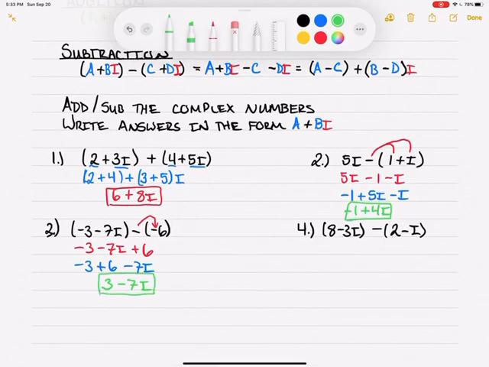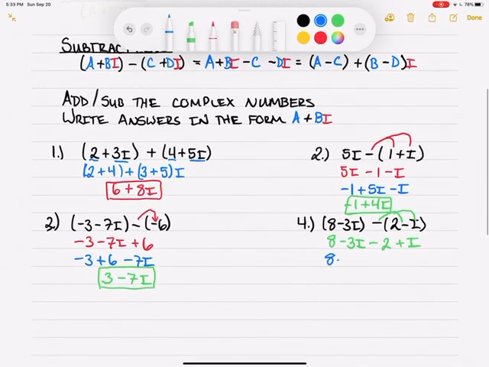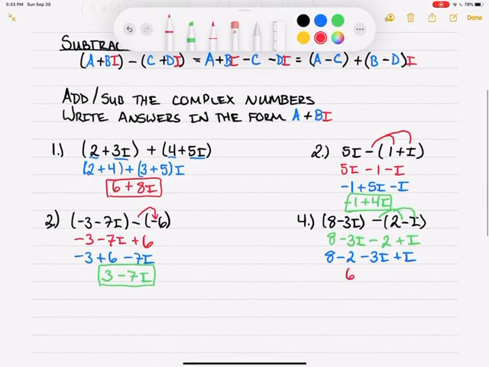And in my last problem, again, I distribute the negative to both of those pieces. I have 8 minus 3i minus 2 plus i. All I'm doing is combining like terms. I'm going to have 8 minus 2 and negative 3i plus i. 8 minus 2 is 6, and negative 3i plus 1i is going to be negative 2i.